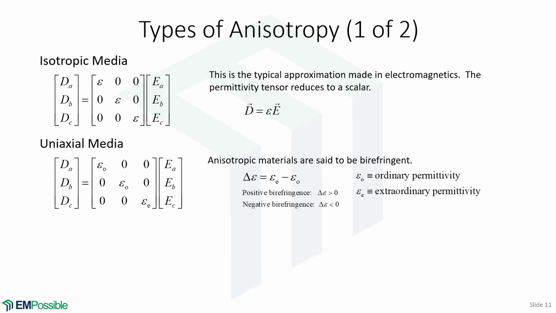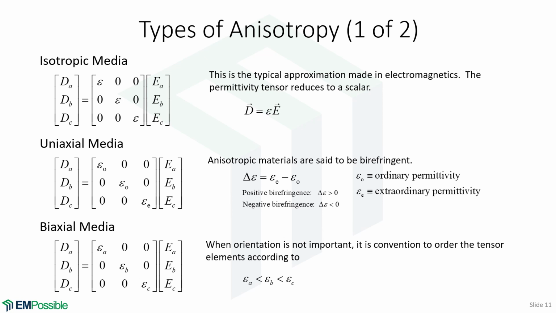In a uniaxial medium, we have two directions that have one permittivity value that's the same, and a third direction that is something different. So when one of them is different, this is called a uniaxial medium. The one that is different we'll call the extraordinary permittivity, and the other two we'll call the ordinary permittivity. We can calculate what's called the birefringence, the change in the epsilon, that's the extraordinary minus the ordinary. When this is a positive number, we have positive birefringence. When this is a negative number, we have negative birefringence, and both exist. We can have the extraordinary permittivity be lower or higher than the ordinary. Typically, it's higher.